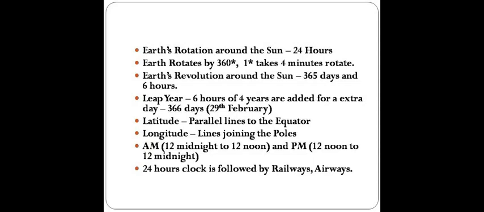And Earth's revolution around the sun. Earth not only rotates but it also revolves around the sun. It takes a round to the sun, and one round it completes in how many? 365 days and 6 hours. We can also call it as 365 days and 1/4 day. Earth's revolution. And this 6 hours, every year these 6 hours are kept aside, and after 4 years 1 day is added and we call it as leap year. That year has 366 days.